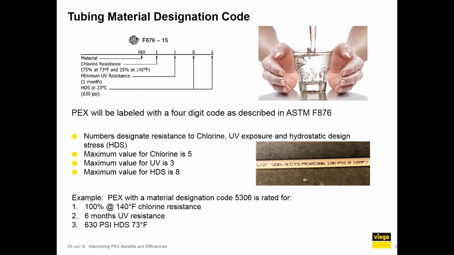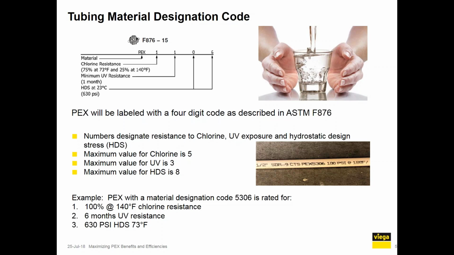So jumping into how would you choose PEX? There are some common designation codes that aid with your selection of PEX. These are described by a 4-digit code that's often found on the PEX print line of your tubing, as shown in the photo here on the PowerPoint. So that first one is chlorine resistance. And the maximum value for that rating is a 5, representing 100% performance at end use at 140 degrees.